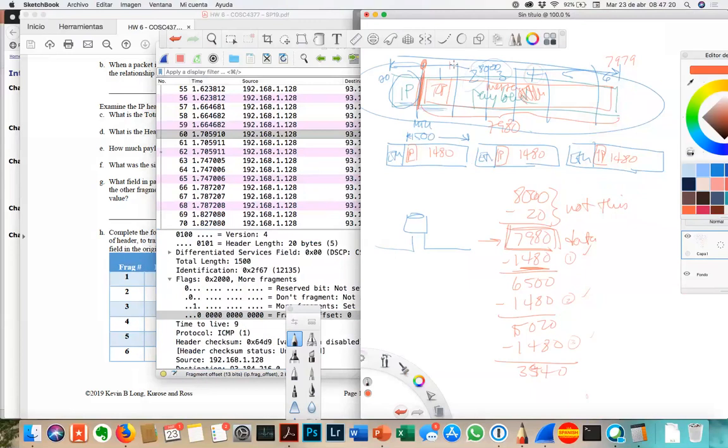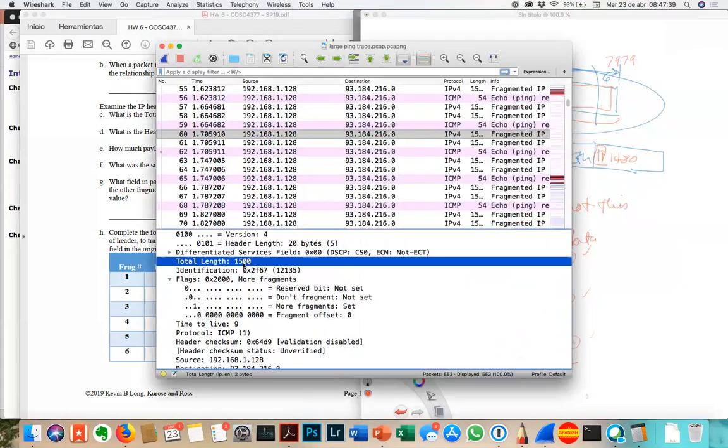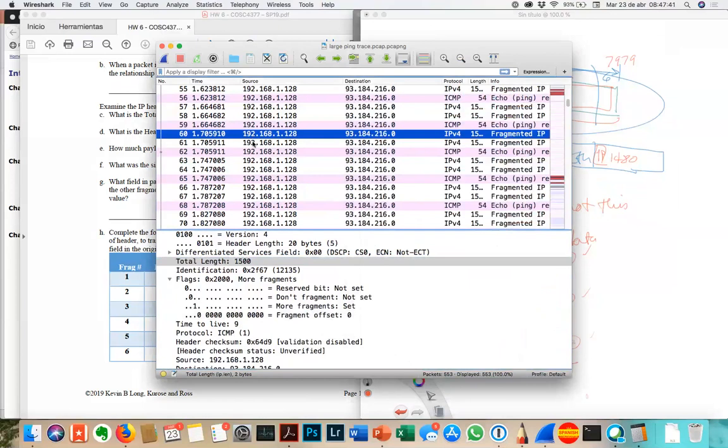number 1479. So the next fragment is going to start with byte number 1480, but I can only put octets in there, so I divide it by 8, and I'm going to get 185. And let's go look. This one should be one of those. It's 1480 bytes of payload, so let's move down and look at the very next fragment.